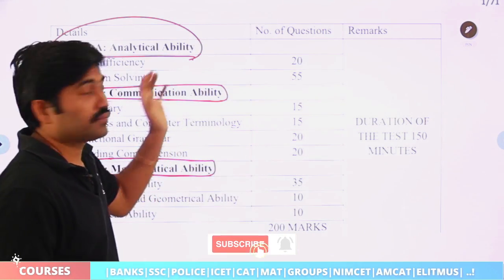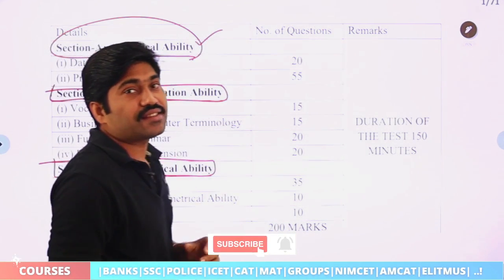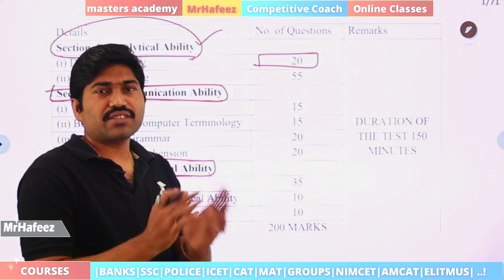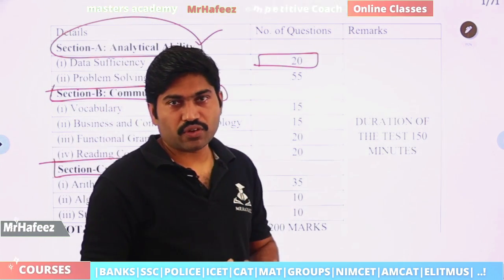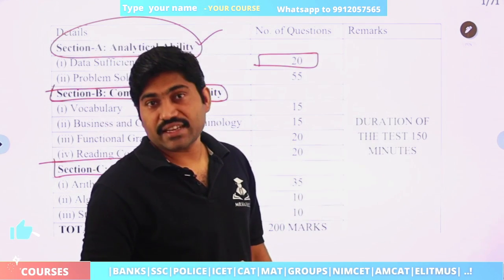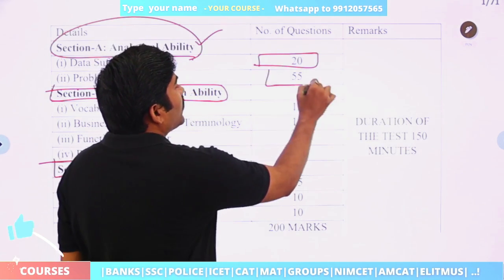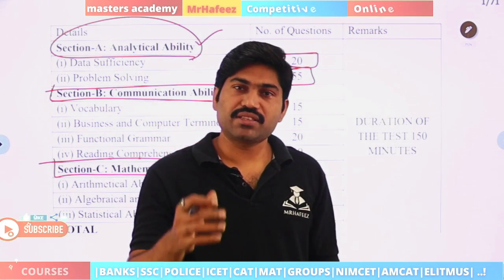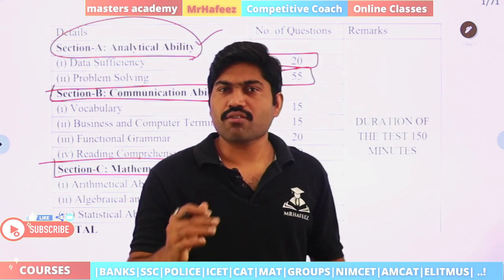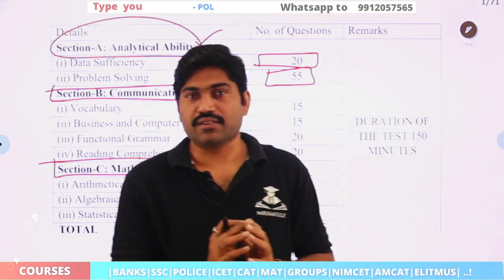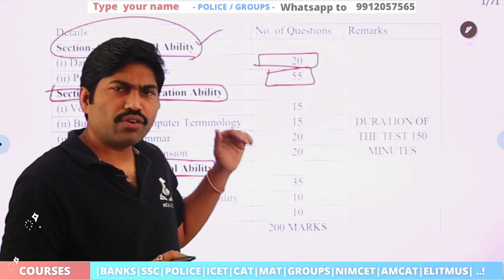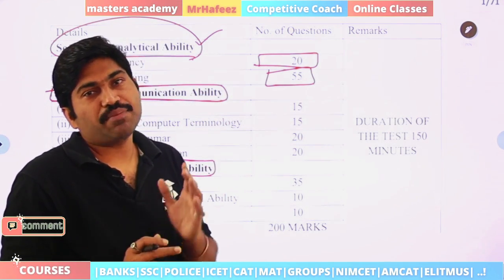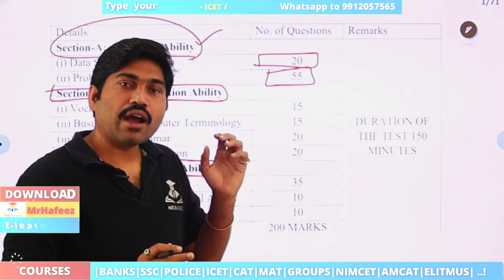The first one, analytical ability, consists of 20 marks for data sufficiency. How the questions will look and everything, we will discuss, don't worry about it. 20 marks are related to data sufficiency and 55 marks to problem solving. These are related to the reasoning part, so blood relations, number series, letter series, coding, decoding, all these types of questions will come in this section. Before going to the next section, just focus on the first section, how you will get more marks.